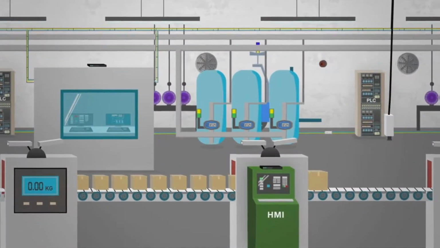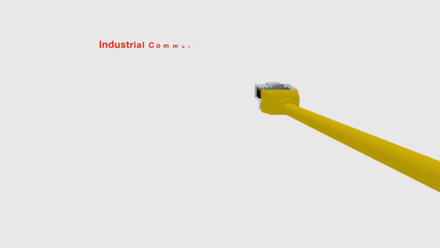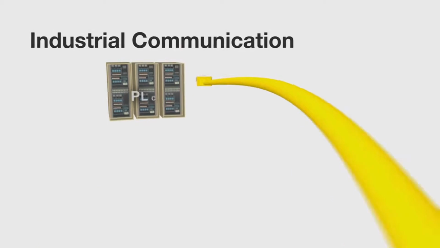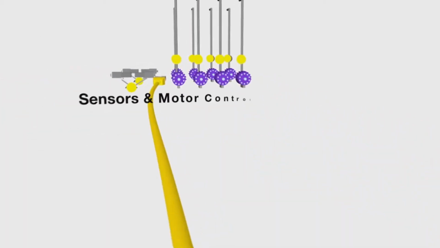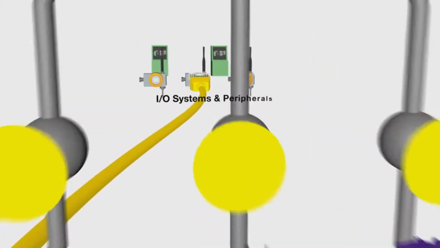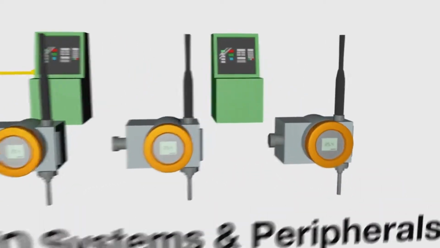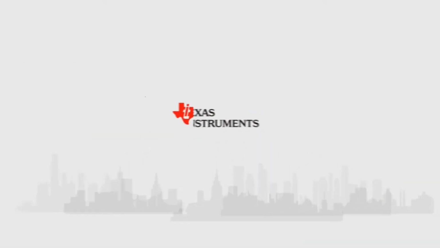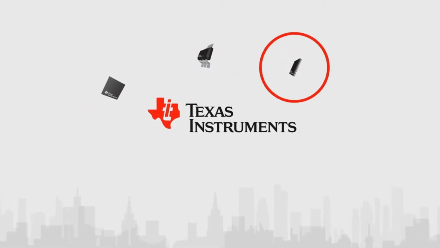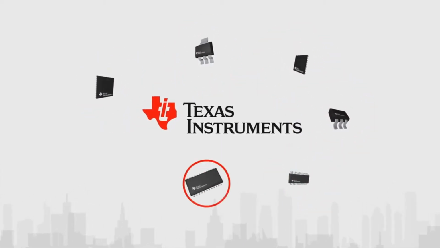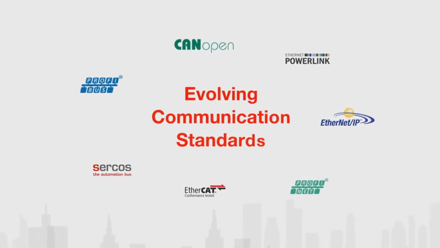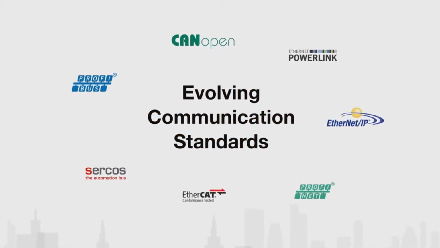And throughout the automated factory, industrial communication is the backbone of automation systems, connecting the PLC with sensors and motor controllers, interfacing I/O systems and peripherals, and linking the field to the front office. TI Solutions integrate these communication interfaces using innovative products that are scalable, highly reliable, and flexible, designed to evolve as communication standards evolve.